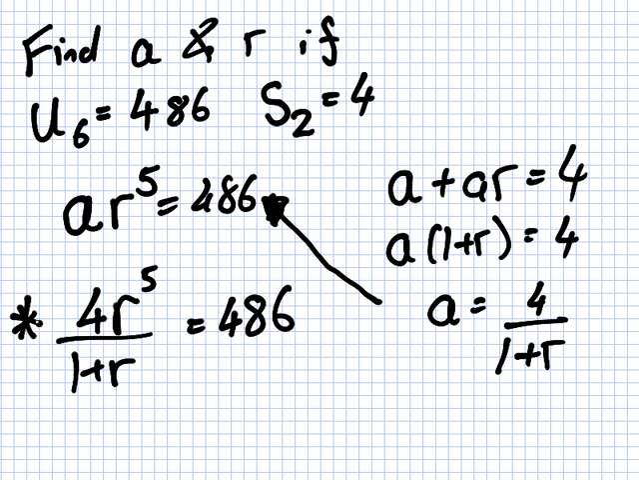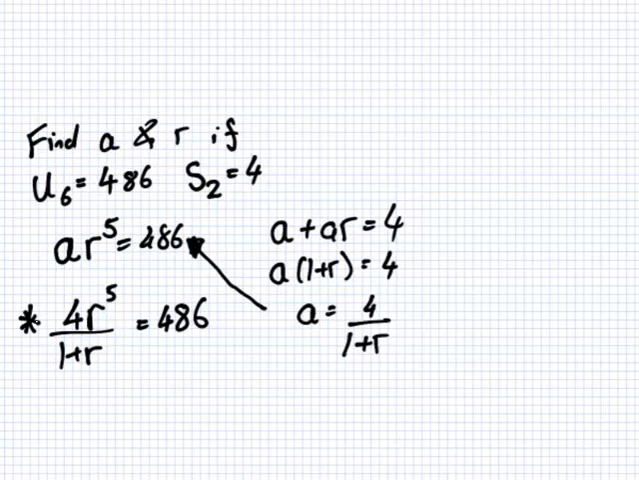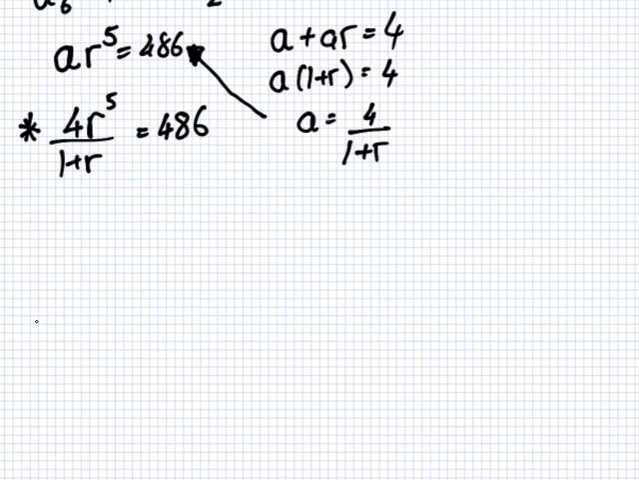Okay, anybody come up with any ideas on how to solve this? Go ahead. Divide by 4 perhaps first. So r to the power 5 over 1 plus r equals 121.5. I don't really want it like that. I want to try and keep it as a fraction if I can. Anyways, let's have a look at how to solve this. So that would be 243 over 2.